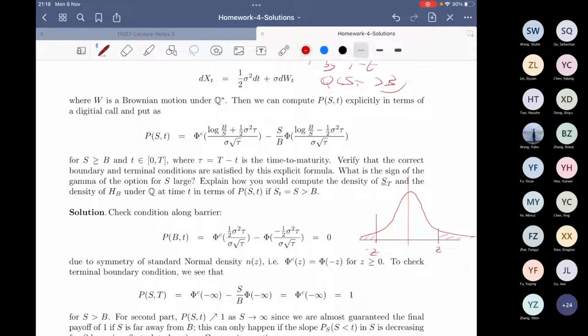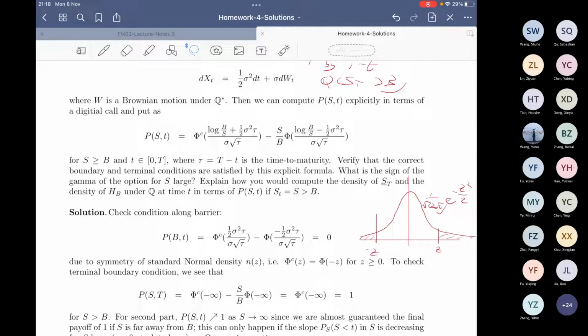I'm saying, of course, that this is the standard normal density. But of course, when we integrate that, we get to the phi function. So because of that, this term exactly cancels that term. This does indeed verify that this formula has the correct behavior along the barrier.